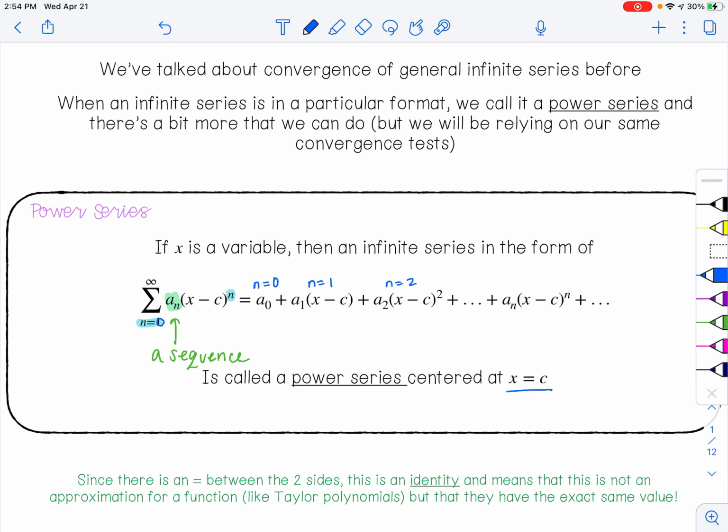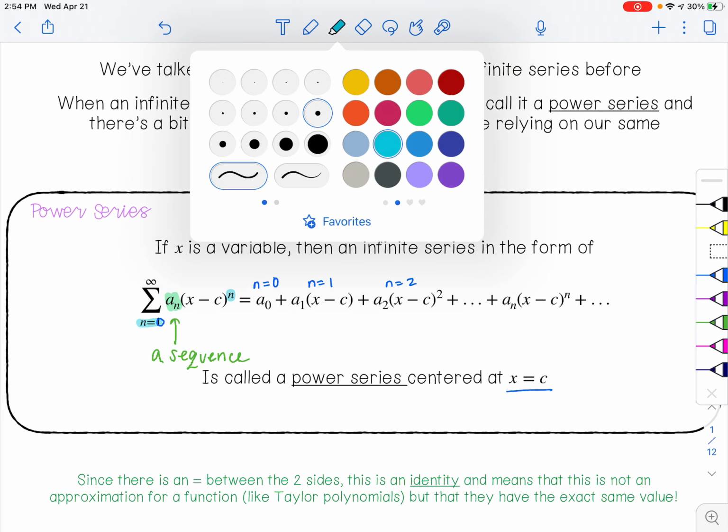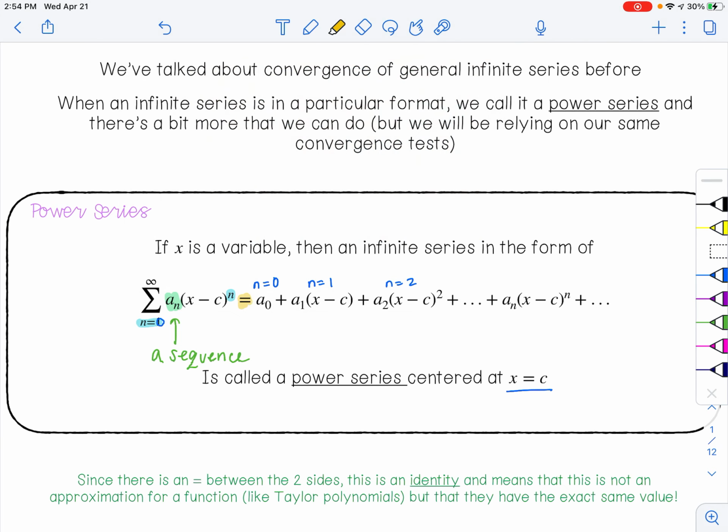So you also want to notice that there is an equal sign here, right? So this is not an approximation like Taylor polynomials. These are identities. These are things that are equal on both sides. So the infinite sum is equal to this series, right? They're equal, they're not approximations, so you're not getting kind of close. There's no error with these because we would be finding an exact sum if we can find the sum. So just something to pay attention to.